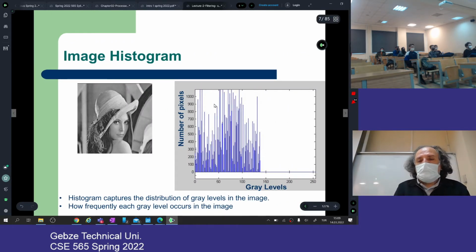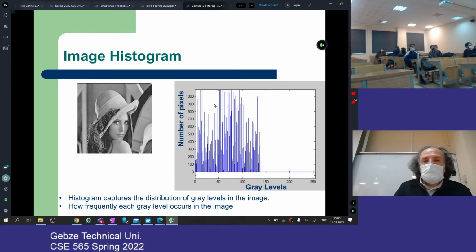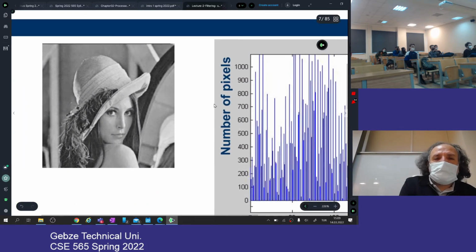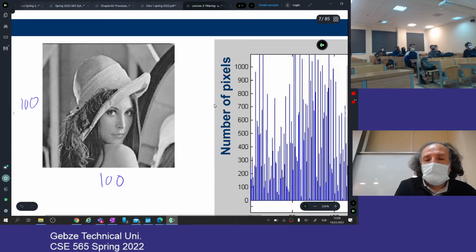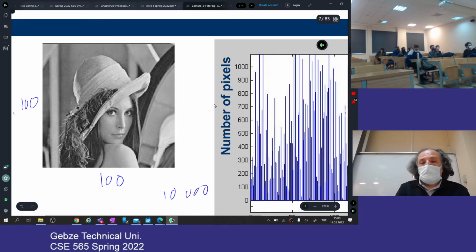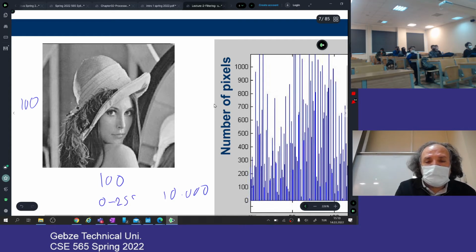Okay, then another concept: histogram. Histogram is this. Let's say this is a 100 by 100 image. There are a total of 10,000 pixels in this, right? And I know that each value could be between 0 to 255.